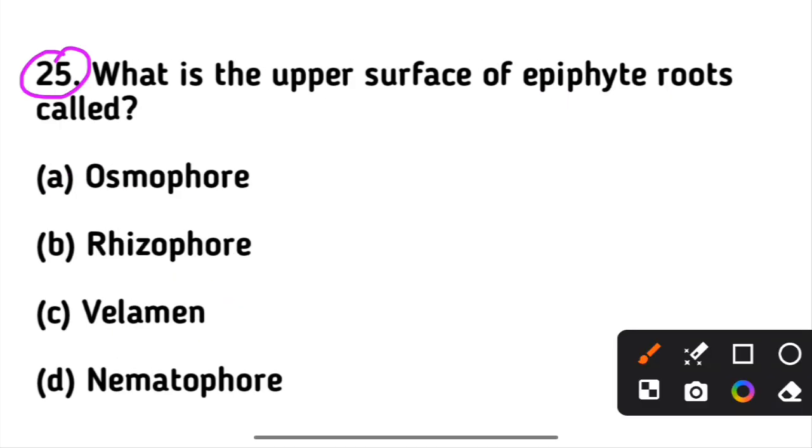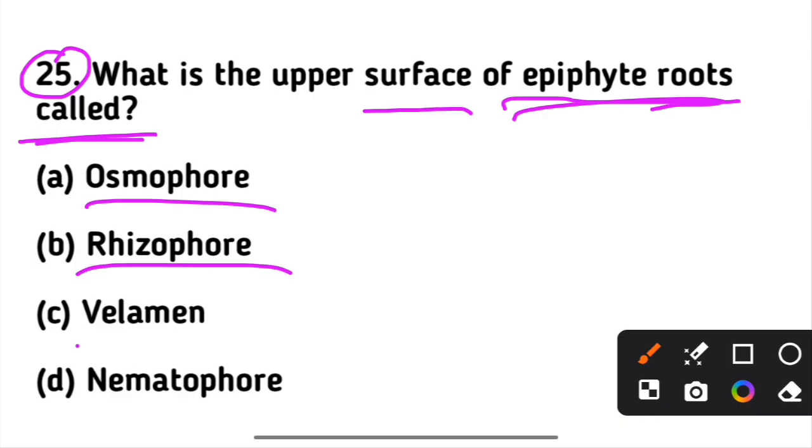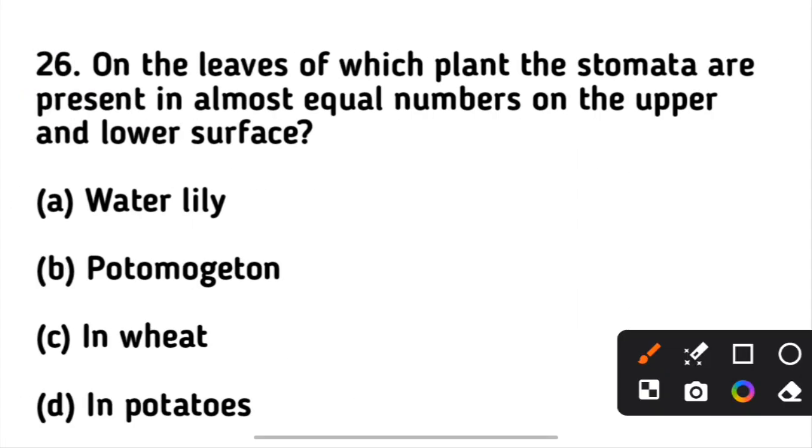What is the upper surface of epiphyte roots called? Options: osmophore, rhizophore, velamen, nematophore. Option C is correct. Velamen. Next question.